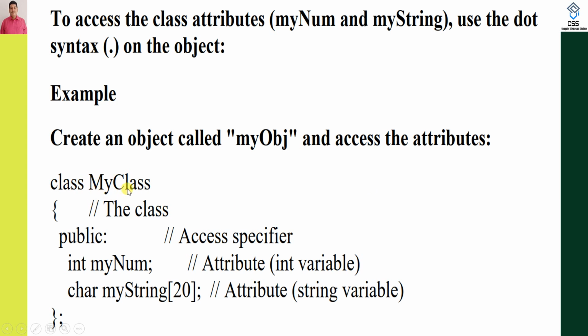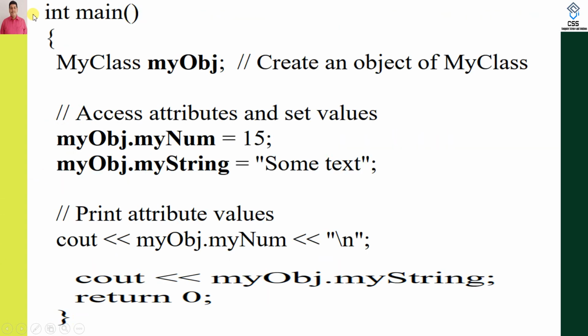Suppose a class is defined, MyClass, its members are myNum and myString, and the class ends here. As C++ follows the bottom-up approach, first any method or class is defined. In the last, we define the main function, from where the program starts. Class name, object name: MyClass is the name of the class, myObj is the name of the object. We can take X or Y or anything else.